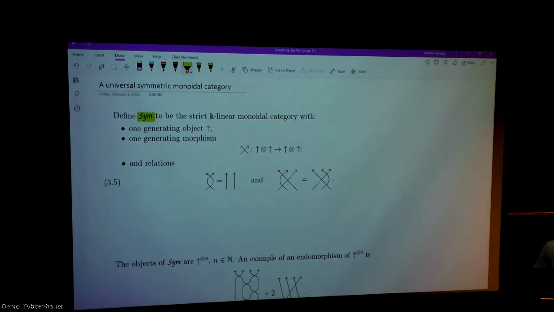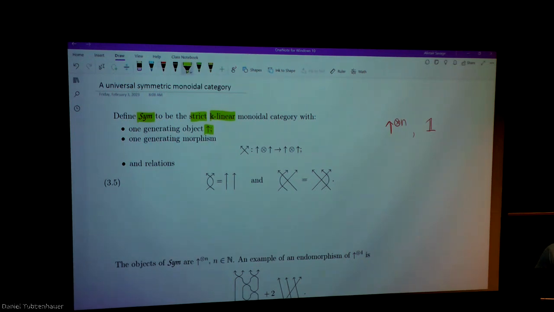So it'll be a category that has a universal symmetry property. Let's call this category Sym. It's a strict linear monoidal category. It has one generating object, which we'll denote by an up arrow. This is our first time talking about something like a generating object. So what does that mean? You're probably all familiar with giving a group a presentation by generators and relations, or a ring, maybe an associative algebra. It's very similar for monoidal categories. When we say one generating object, what are we allowed to do with objects? The only thing we're allowed to do with objects is take tensor products. So when I say generating object, I mean the objects of this category Sym are just arbitrary tensor products of this one generating object. We can tensor it with itself as many times as we want, of course including zero times. We've also got the unit object. That's part of the axioms of a monoidal category.